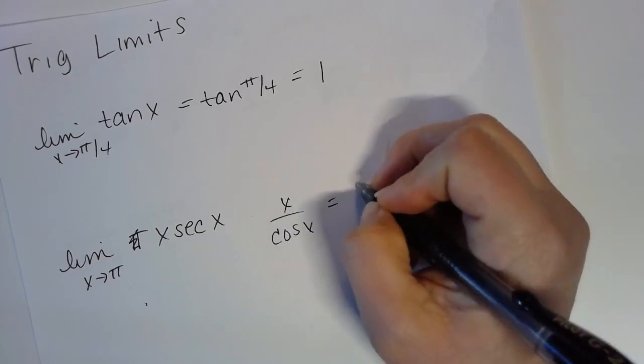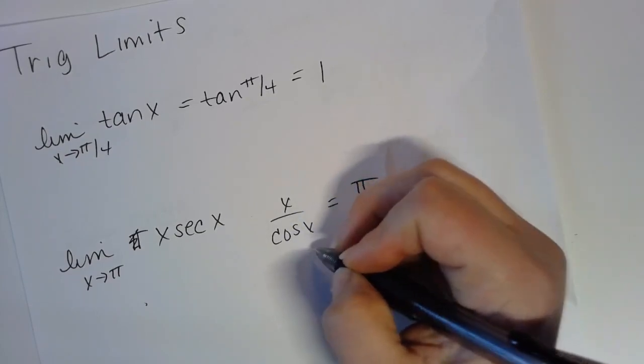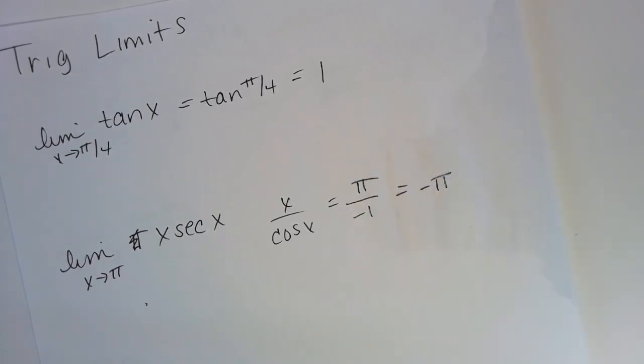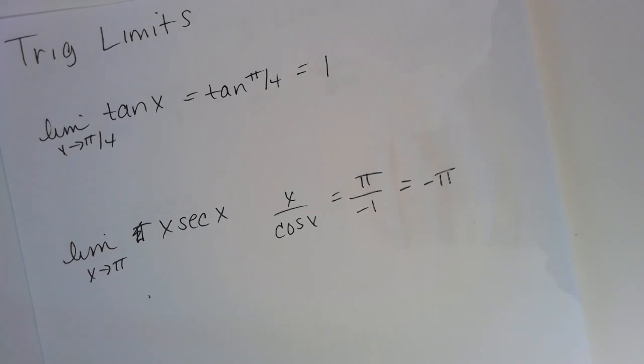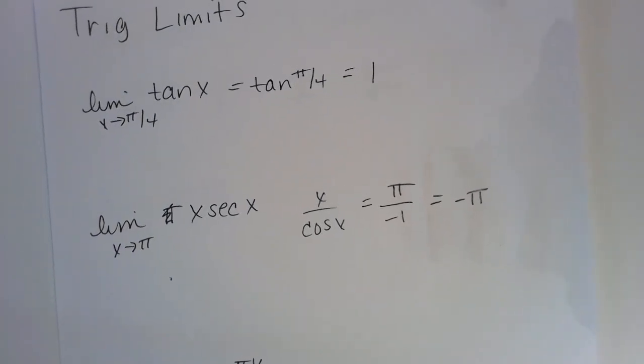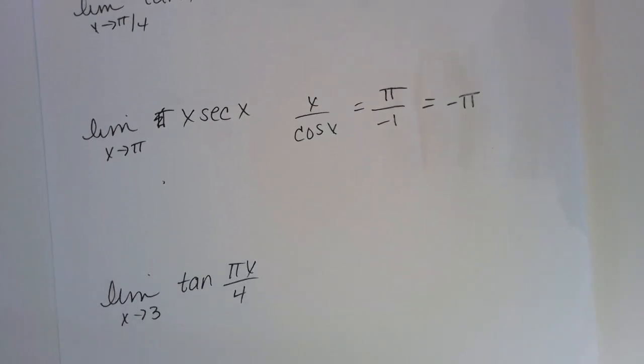So my answer will be pi over the cosine of pi, which is -1, so I end up with my answer as negative pi. So I'm just direct substituting this time. There's nothing that says that I can't, and I get out a number and everything is good.